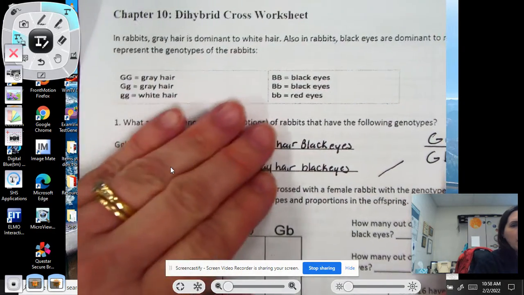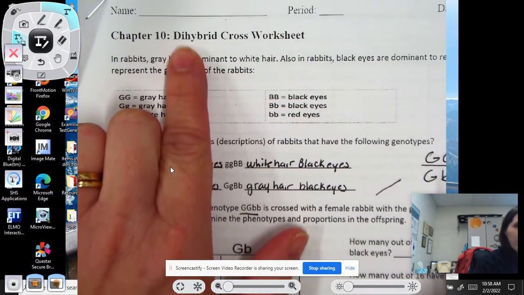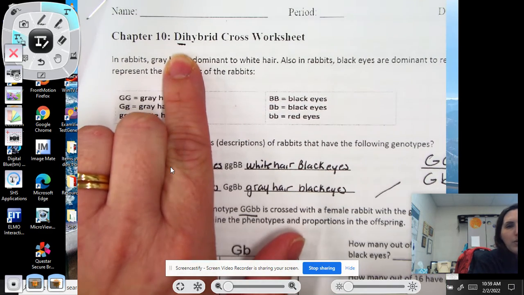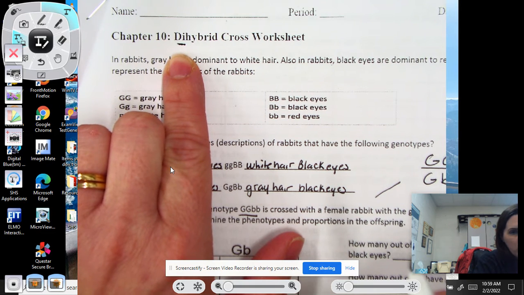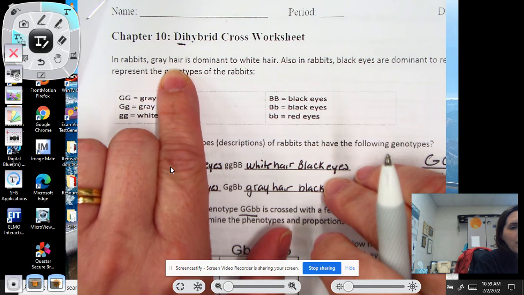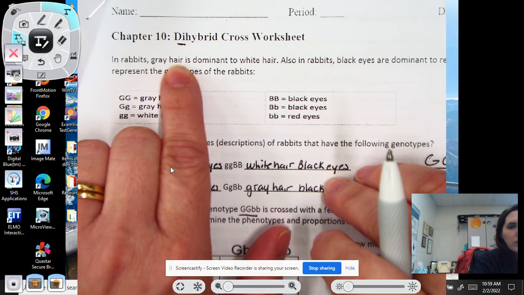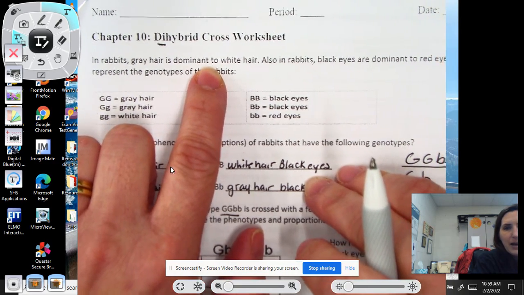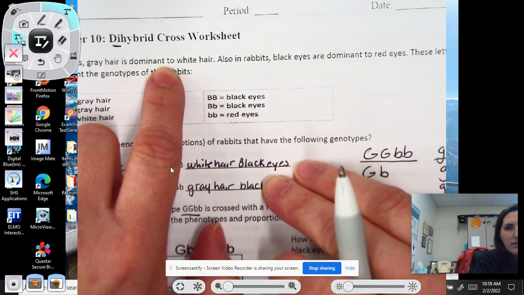And what we're talking about with dihybrids, and first of all, there's that root word di meaning two. We've been doing monohybrids in class, but dihybrids are two traits that we're going to cross together. So we're going to look at rabbits. In rabbits, gray hair is dominant to white hair. And also in rabbits, black eyes are dominant to red eyes.